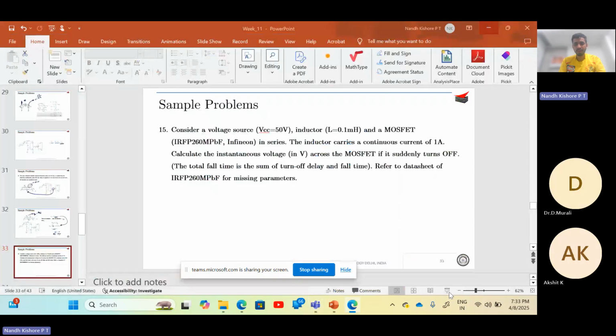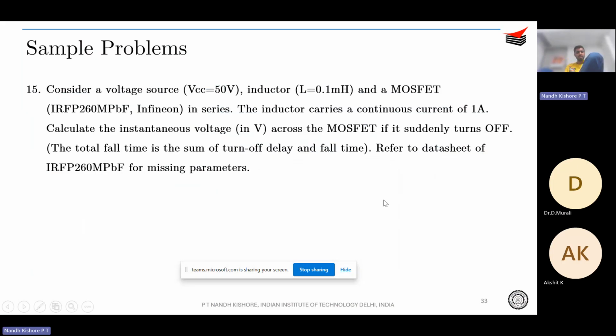Let me continue from here. The next question is, consider a voltage source VCC of 50 volts, an inductor, and a MOSFET in series. The inductor carries a continuous current of 1 ampere. Find the instantaneous voltage across the MOSFET if it suddenly turns off. The total fall time is a sum of turn off delay and fall time. Refer to the datasheet for missing parameters.